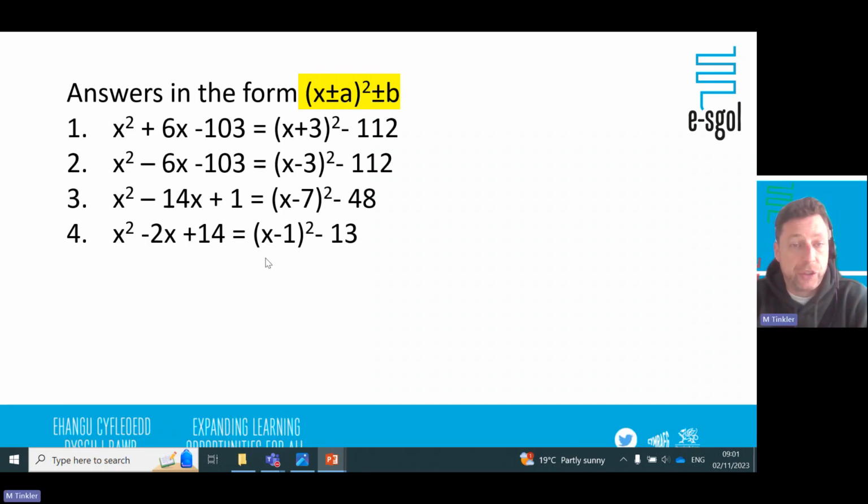Okay, half of negative 2 is negative 1. Negative 1 squared is 1. So I need to take away 1. But 14 take away 1 is not minus 13. 14 take away 1 is positive 13.